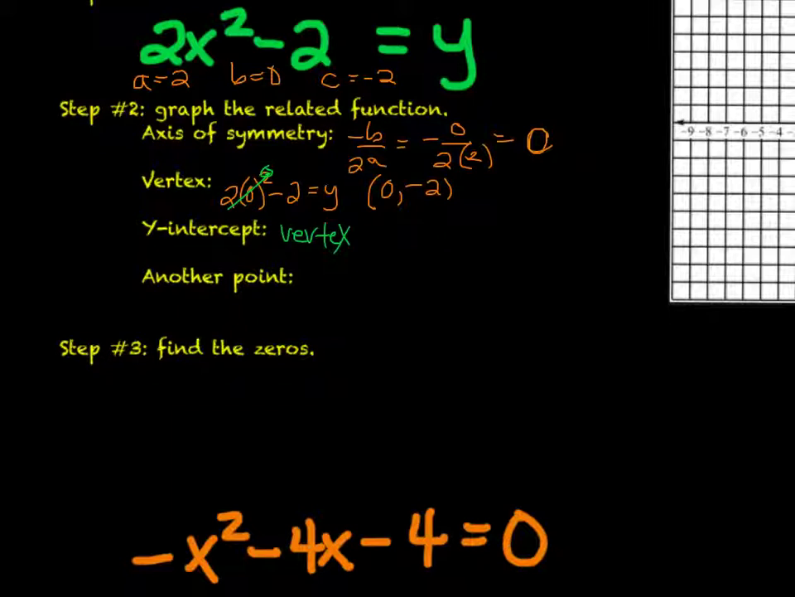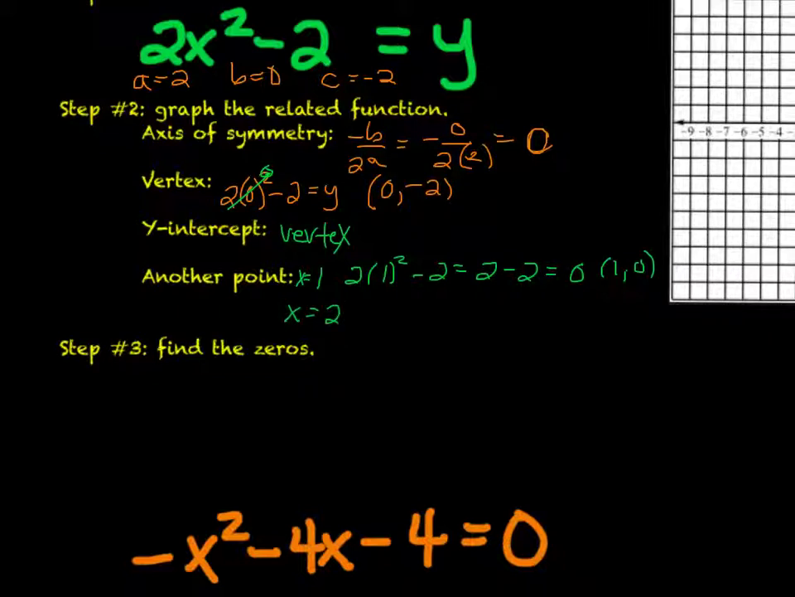Let's pick a point, maybe when x is equal to 1. What does everything equal? So if x was equal to 1, we have 2 times 1 squared minus 2. 1 squared is 1, times 2 equals 2, minus 2, which is equal to 0. So at 1 it equals 0.